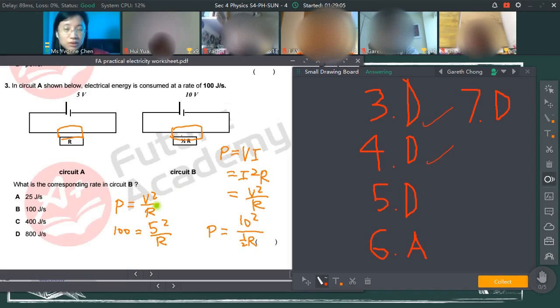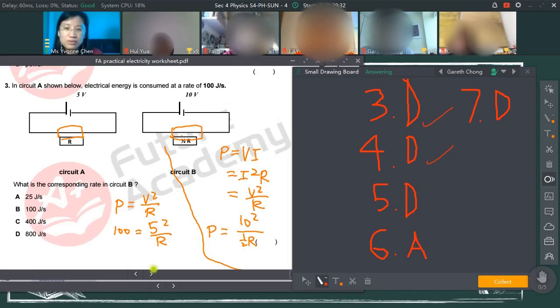You know, students who take physics are all smart students. Or you would rather say, if you study physics, you become smarter, right? So we use the smarter approach, like power equals to V squared divided by R. We don't care about I. I don't bother to find. Okay, so power is 100. 100 equals to 5 squared divided by R. And then for circuit B, the power equals to 10 squared, which is a voltage, divided by half R.